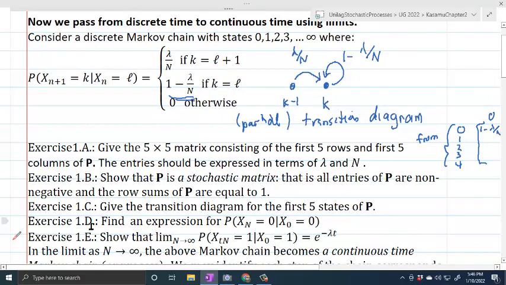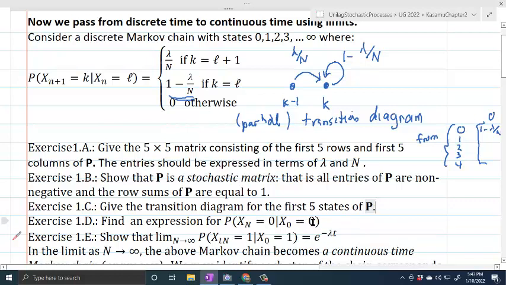Exercise 1d. This is a little bit more difficult. Find an expression for the probability that xn equals 0, given that x0 equals 0. In other words, what is the probability that you remain in state 0 after n steps, given you started in state 0?